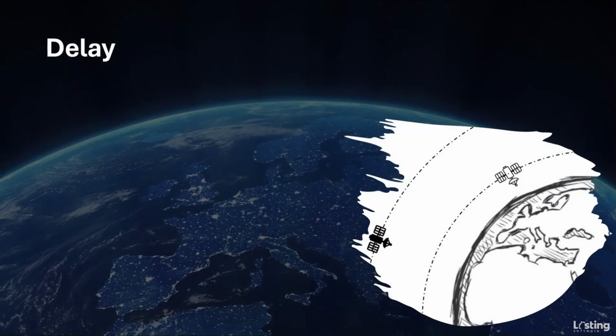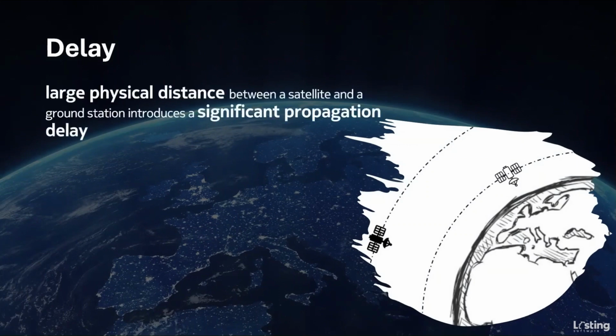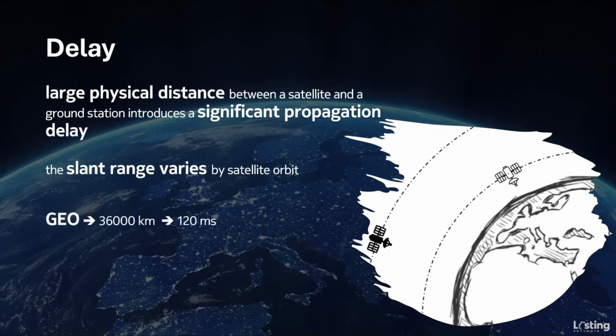The delay. The large physical distance between a satellite and the ground station introduces a significant propagation delay in the satellite communication, especially when compared to terrestrial systems. The slant range, or the line-of-sight distance between satellite and ground, varies by satellite orbit. For GEO satellites, the slant range is approximately 36,000 kilometers, resulting in a one-way delay of about 120 milliseconds.